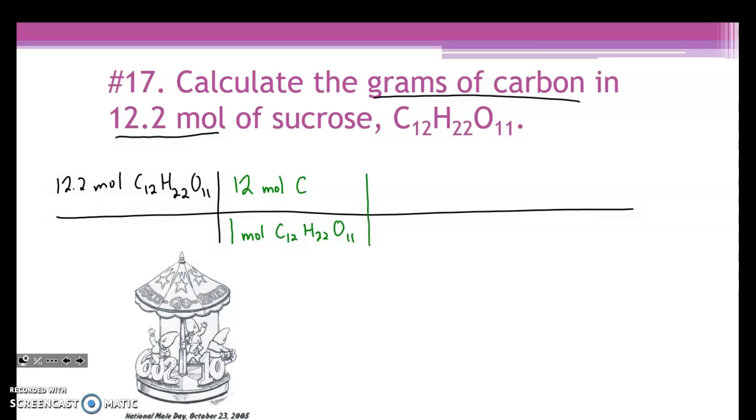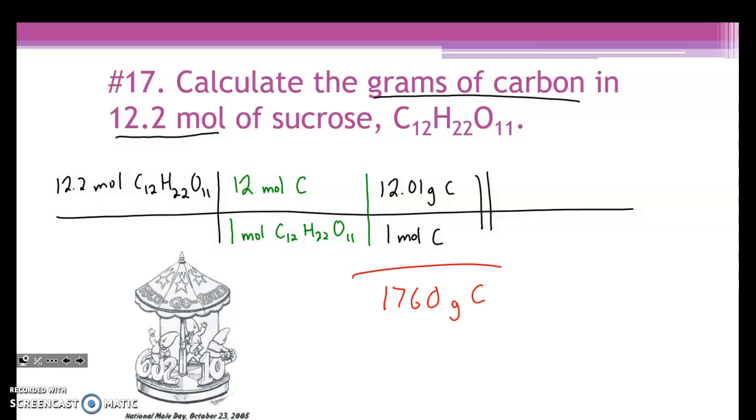From here, I'm going to go for every 1 mole of carbon. Now I can use my molar mass just of carbon. It allows me to shorten the process just a little bit. 12.01 grams for carbon specifically. Final answer, when you calculate, 1760 grams of carbon.